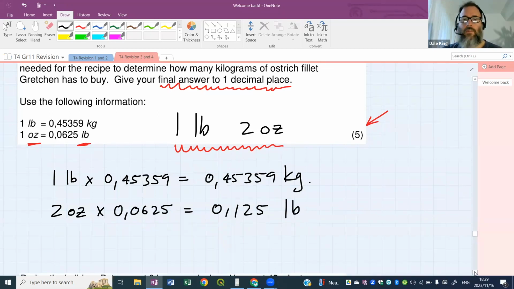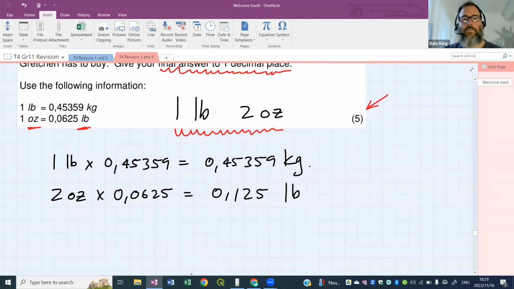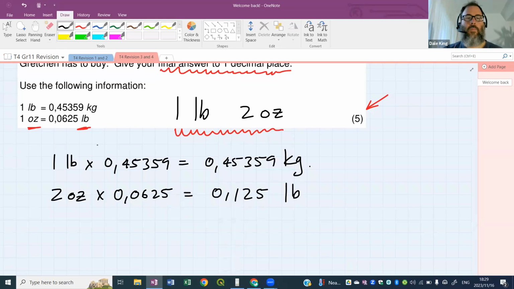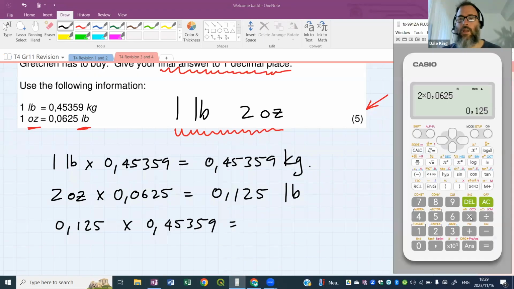So we can't add those up yet, sir. So what do we do? We've got to keep going. We're first going to convert it from ounces to pounds, and then we're going to convert it from pounds to kilograms. Absolutely, on the money. So we're going to say 0.125 times 0.45359. That's it. Exactly that.